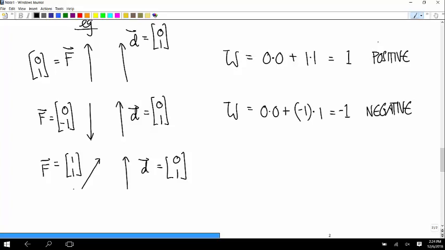It would increase, and so we're still going to get a positive value here. So work here is equal to 1 times 0, which is 0, plus 1 times 1. So we got back 1 again, positive. So any of these where you get a positive value for work, it means the speed would be increasing. Negative value means speed is decreasing.